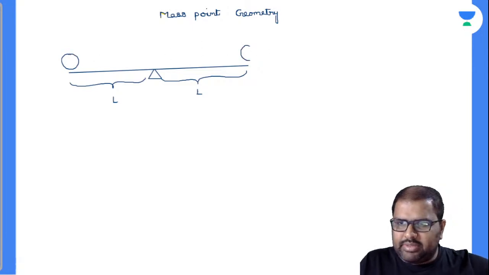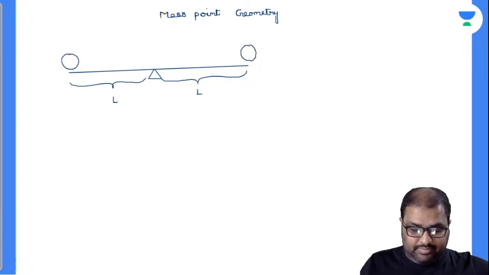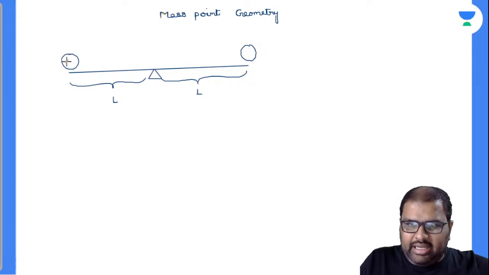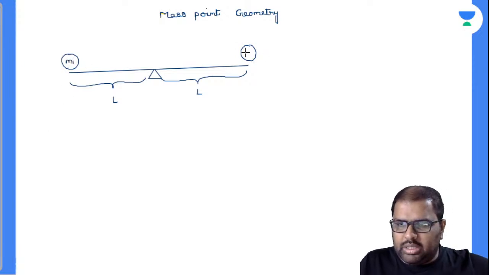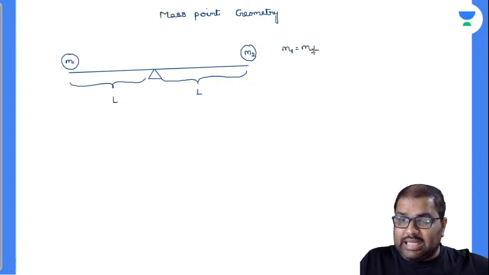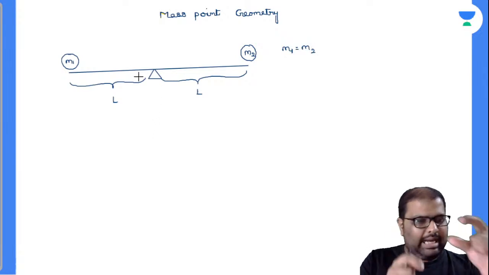Now, closely observe, this seesaw is getting balanced. How? When the weight M1 is equal to M2, the seesaw will be balanced. Am I right or wrong? When M1 is equal to M2, it will be balanced, considering your pivot is exactly at the center.